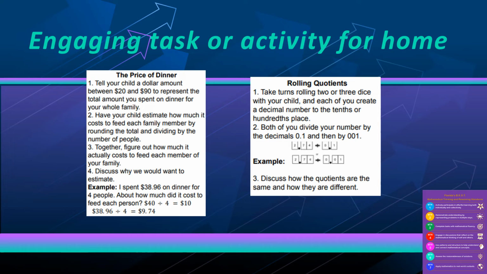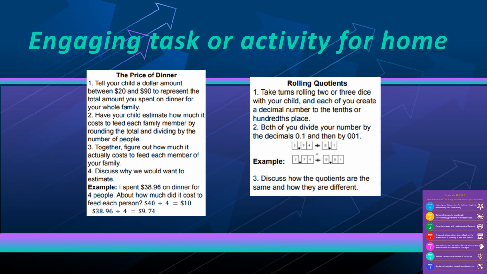We all want students to continue their learning at home. We want these tasks and activities to be engaging. Both of these activities were taken from the STEMscopes parent letter. On the first task, the price of dinner, students can be given various amounts that their parents paid and asked to estimate that number and then divide it to see about what the cost was per person. This could be used for restaurant receipts or even grocery store receipts. This task will reinforce both estimating and dividing.